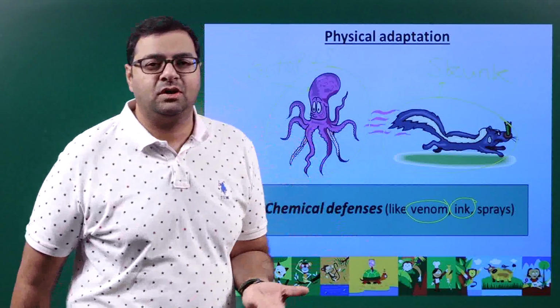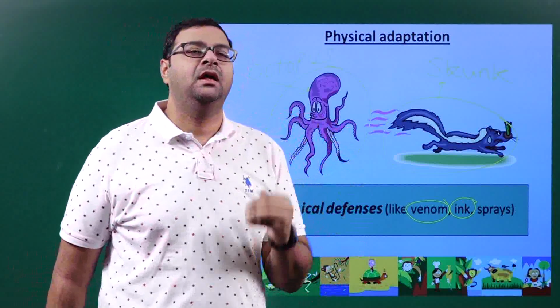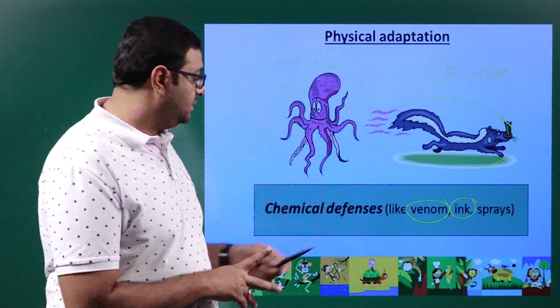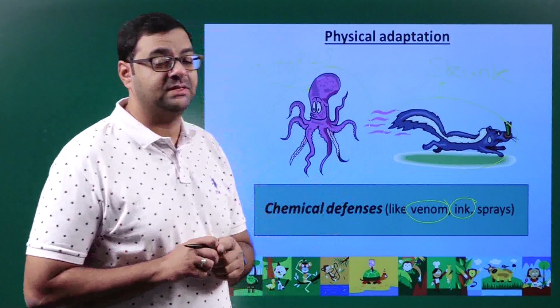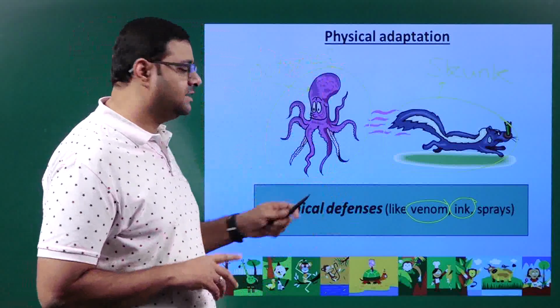It can be a neurotoxic venom. It can be a blood toxic venom. So these venoms are more famous in snakes. This is one of the physical adaptations, and it is a chemical defense.